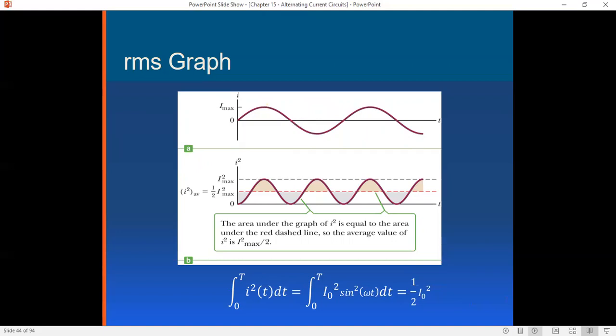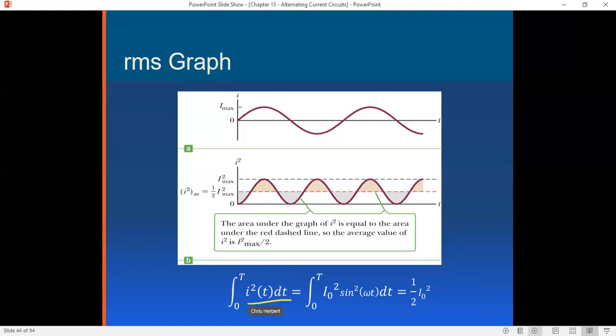And it looks like this, okay? And now we're taking this area, integrating over this area, actually over one period. And again, if you look at this, the total area here is going to be, basically, 1/2 the peak squared.